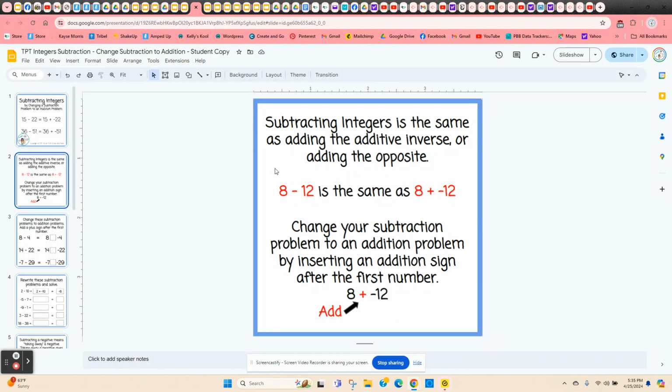and it starts out explaining to the students that subtracting integers is the same as adding the additive inverse, or adding the opposite. So 8 subtract 12 is the same as 8 plus negative 12, adding the opposite. So you want to change your subtraction problem to an addition problem by inserting an addition sign after the first number. So 8 minus 12 is the same as 8 plus negative 12. You just add that addition sign after the first number.